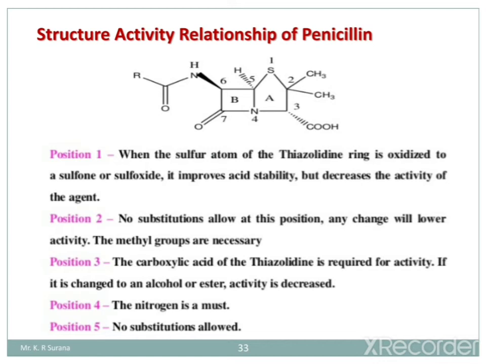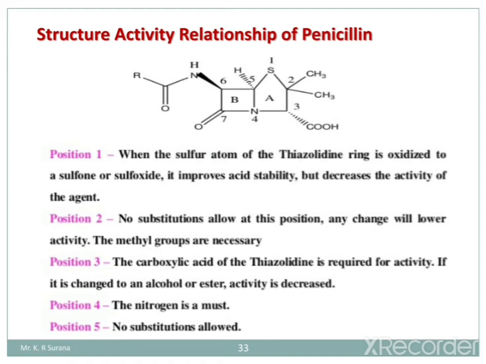Okay, so the 2-methyl groups present at position 2 are necessary for activity, and if any other substitution is made, it loses its activity. Now at position 3, there is a carboxylic group in the structure. So the carboxylic acid of the thiazolidine is required for activity.